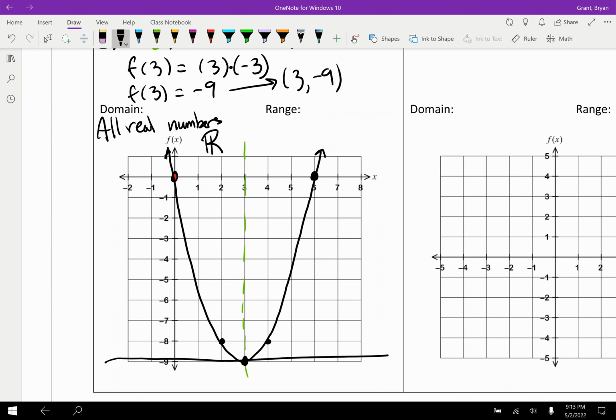Well, it looks like the lowest, the floor of this graph, is negative 9. So the way we say that is that the y's are greater than or equal to negative 9. You could also use that cool interval notation and say we start at equal to negative 9 and we go all the way up infinitely far.